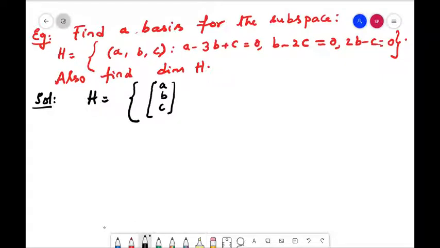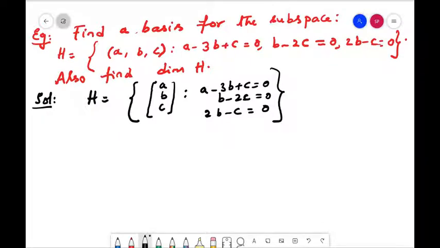But what are those ABC? They are satisfying some equations. A minus 3B plus C is 0. B minus 2C is equal to 0. And 2B minus C is equal to 0. So to find the basis, first of all you need to know how many vectors are there in the basis, how to obtain those. Each vector in H is in the form of ABC where ABC are satisfying these conditions. So first what we have to do here is to find basis for H.